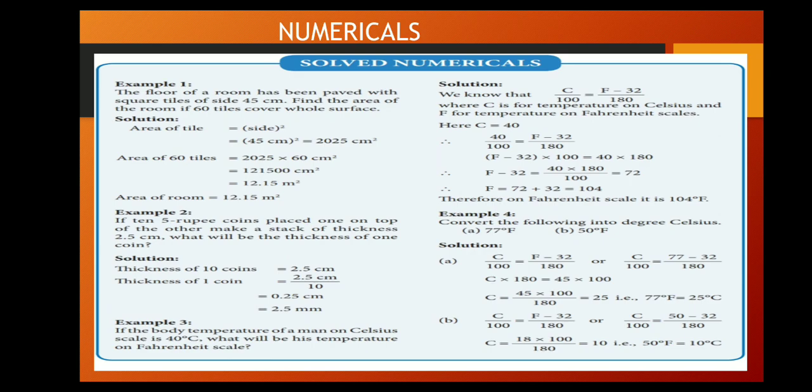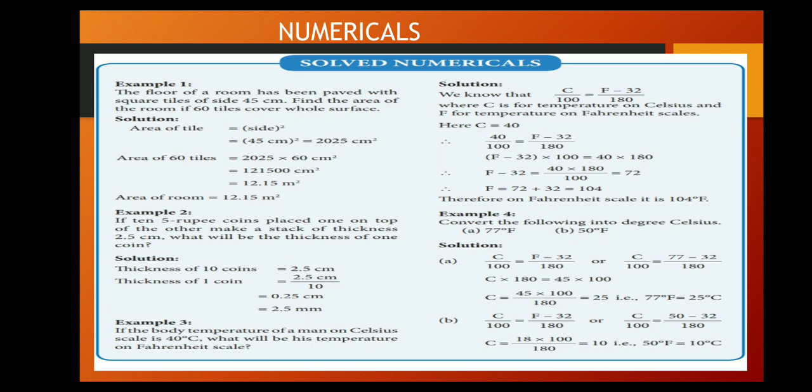Example 3. If the body temperature of a man on the Celsius scale is 40 degrees Celsius, what will be his temperature on the Fahrenheit scale? We know that C upon 100 is equal to F minus 32 upon 180. This is the formula, children, where C is the temperature on the Celsius scale and F on the Fahrenheit scale. Here, C is equal to 40. 40 upon 100 is equal to F minus 32 upon 180.